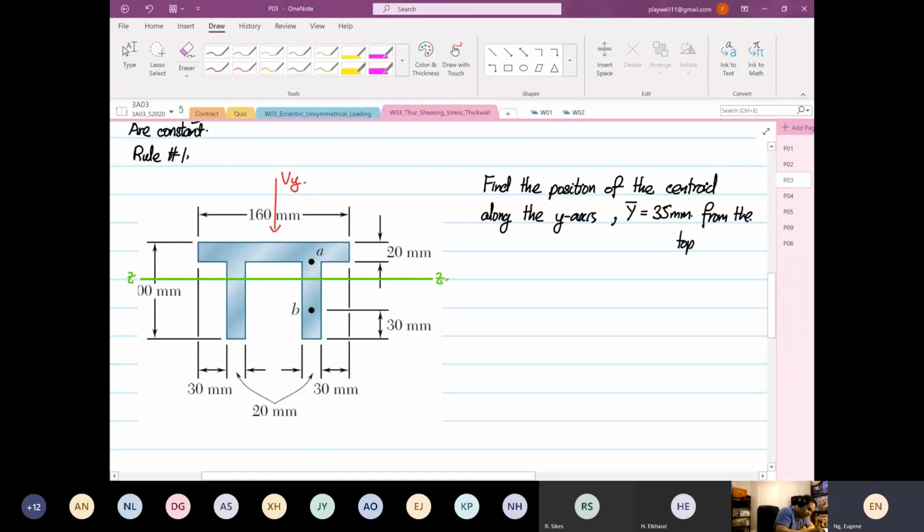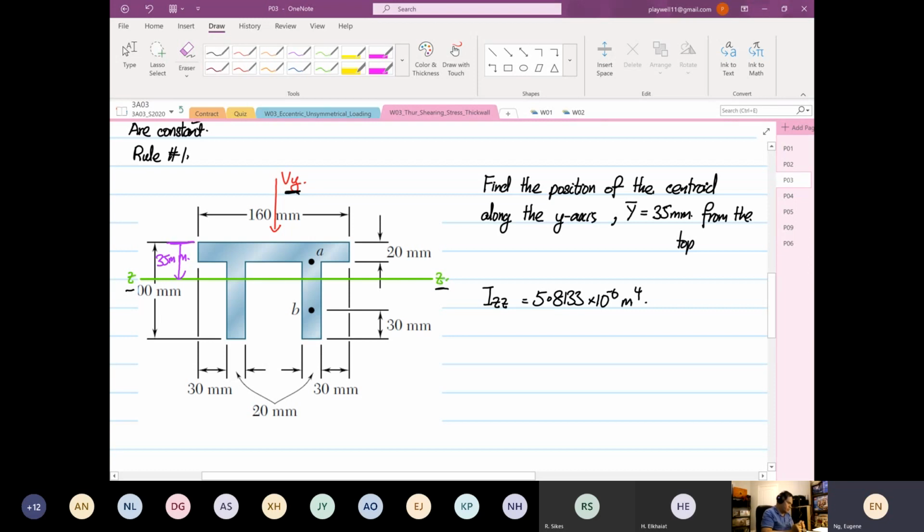Right? So we realize that the distance from here to here is equal to 35 millimeters. And then the second moment of area, right? Because Vy is in that direction, you are interested in your I what? IZZ. So IZZ will be equal to 5.813 times 10 to the power minus 6 meter to the power 4. Okay, so that's your IZZ.